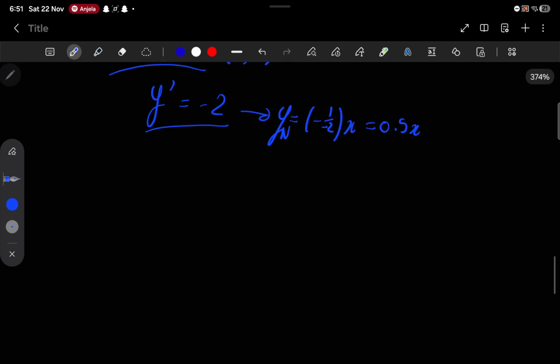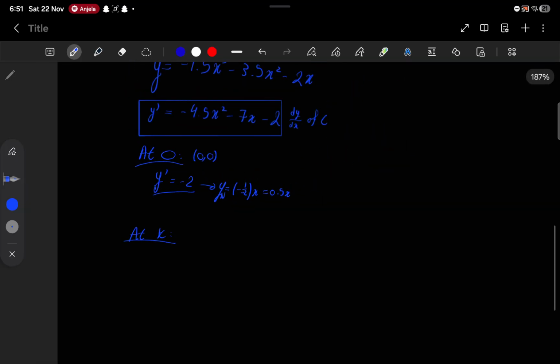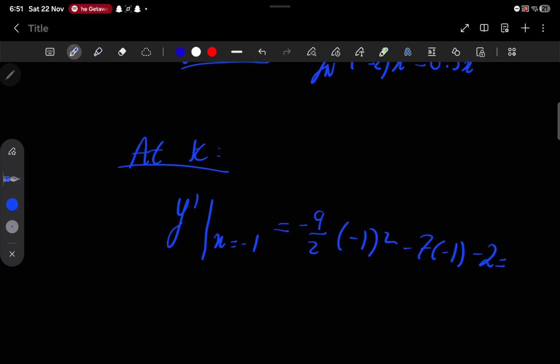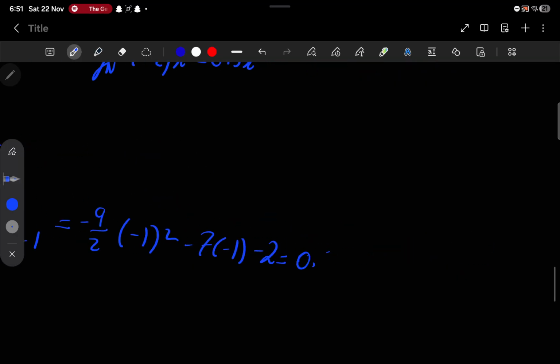Okay, now at K, we're going to do the same thing. So y prime, this time it's at x equals negative 1. K is at x equals negative 1. So it is equal to negative 9 over 2 x squared, so negative 1 squared, minus 7 into minus 1 minus 2. This gives me 0.5. This is the slope of the tangent.